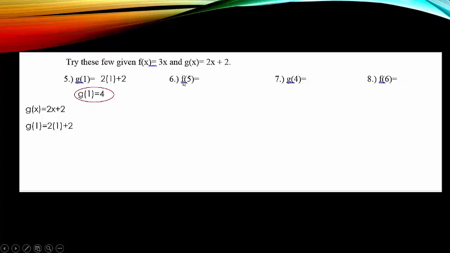Now number 6 says f of 5. So you need to use the f machine. So f parentheses 5 equals 3 parentheses 5 because we take out the x and we put the number in its place. So you're going to go through and do 6, 7, and 8. If you think you have your answers, then you must raise your hand and ask a teacher to come check your work.